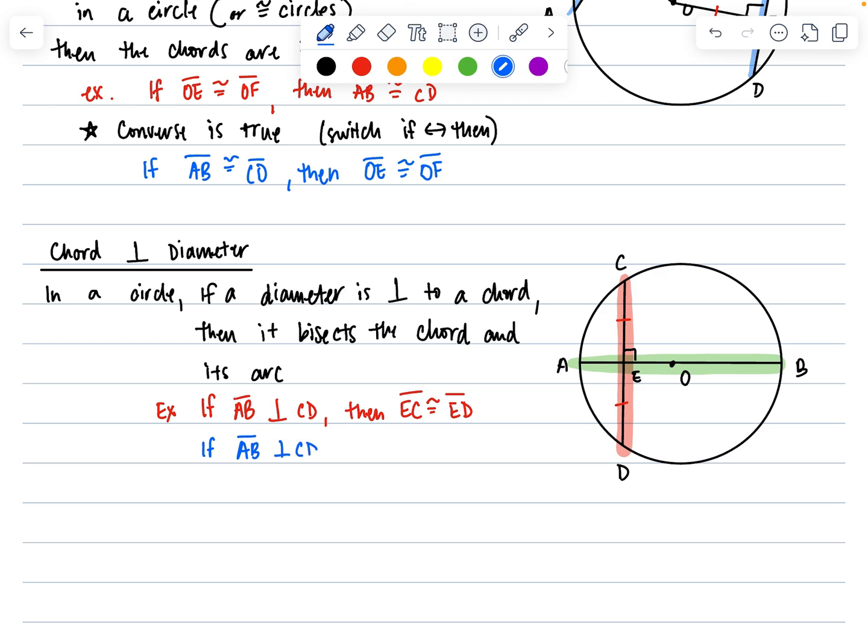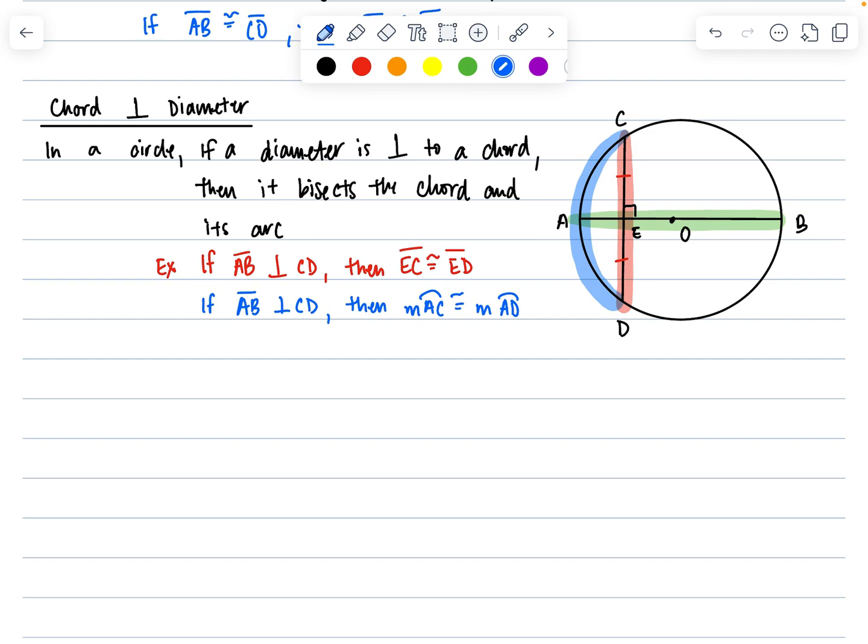Okay? We could also say, so this would also work, the same statement: AB is perpendicular to CD, then the measure, because it's arc measure, and let's highlight this in blue, the measure of AC is going to be congruent to the measure of AD, because those two arcs will be congruent. Okay? So that's a different theorem. Our chord diameter: we have a perpendicular diameter to the chord.